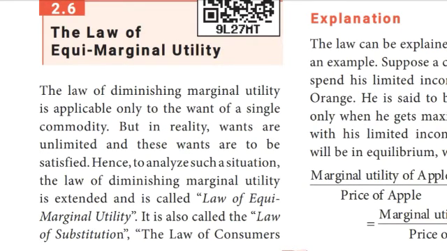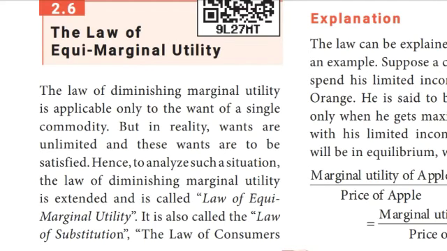Explain the law of equi-marginal utility. Meaning: the idea of the equi-marginal principle was first mentioned by H. Gossen, 1810 to 1858, of Germany. Hence, it is called Gossen's second law. Alfred Marshall made significant refinement of this law in his Principles of Economics.